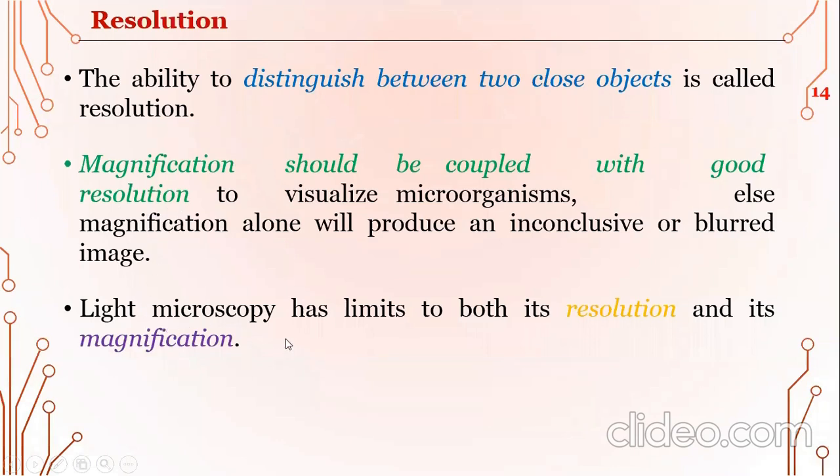Light microscopy, the optical microscopy, has limits on both resolution and magnification. To overcome this, electron microscopy came forward, and electron microscopy has both high resolution as well as high magnification. So who will explain up till now?